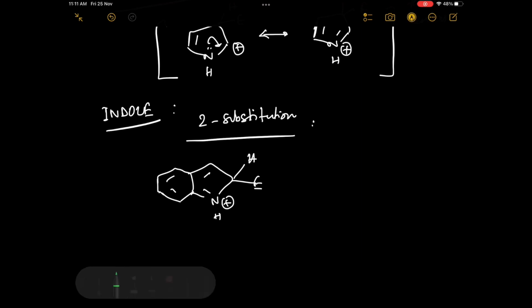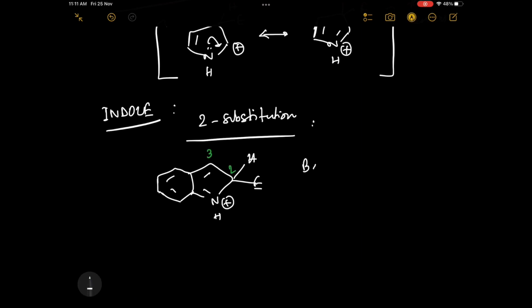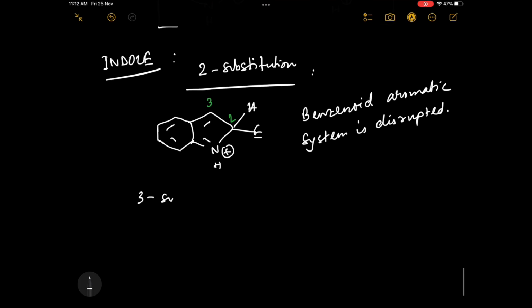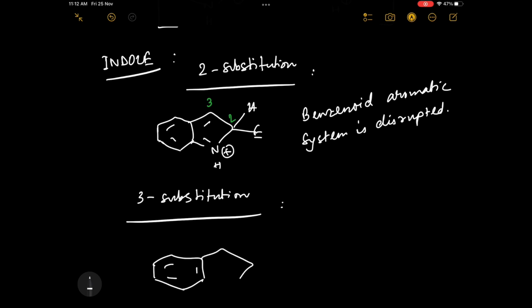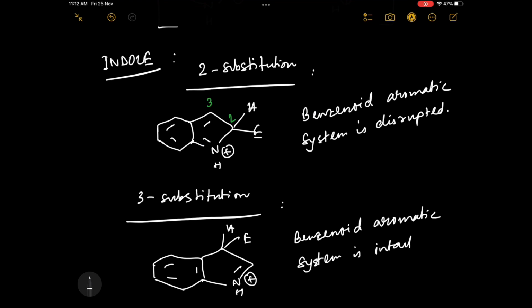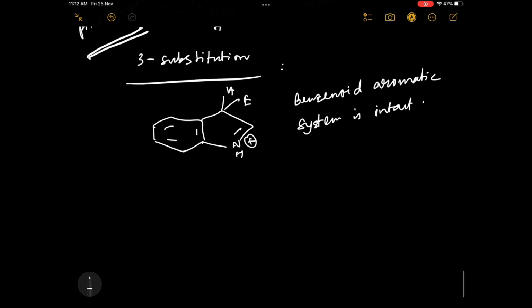So let us check for indole. If there is 2 substitution, as you can see what type of product we get, we can see that the aromatic system is disrupted. So the benzenoid aromatic system is disrupted. But if we check out the 3 substitution, then we can see that the benzenoid aromatic system is intact after the electrophilic substitution in the transition state. Due to this fact, the aromaticity is not lost in case of 3 substitution, whereas in the transition state of 2 substitution, the aromatic system is disrupted. So for indole, the 2 substitution is less favored and 3 substitution is more favored.